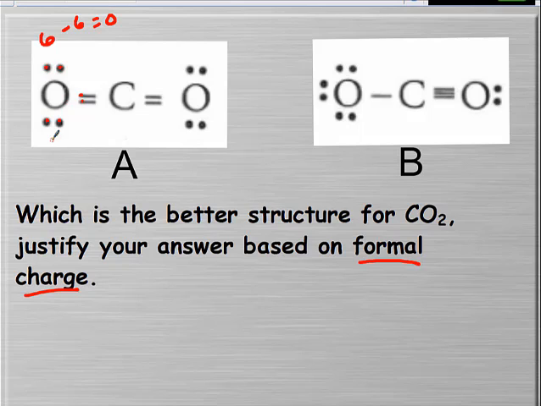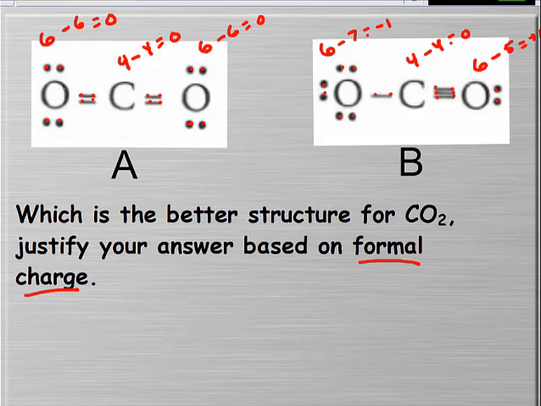So this oxygen has a formal charge of 0. Carbon came in with 4, minus, it has 1, 2, 3, 4, so it also has a formal charge of 0. And this oxygen came in with 6, minus 1, 2, 3, 4, 5, 6, is a 0. Over here in B, oxygen came in with 6 minus 1, 2, 3, 4, 5, 6, 7. So that's a -1. Carbon came in with 4 minus 1, 2, 3, 4 is a 0. And oxygen came in with 6 minus 1, 2, 3, 4, 5 is a +1.